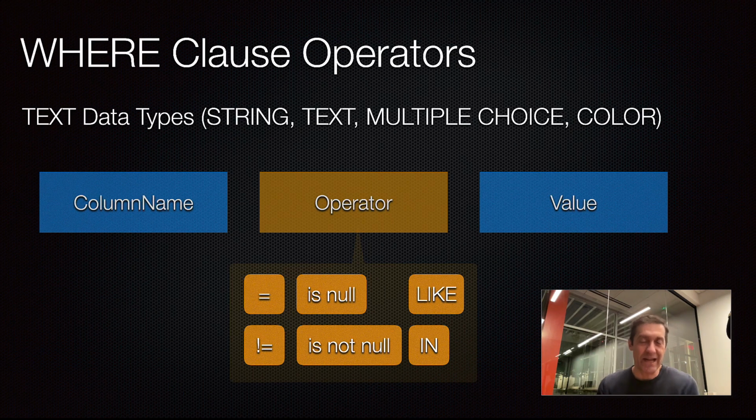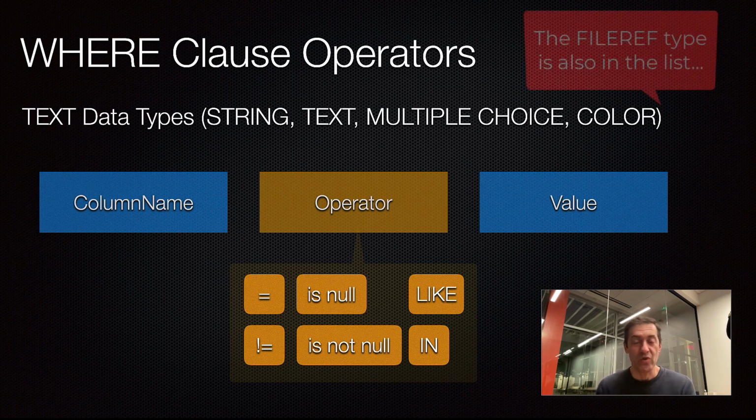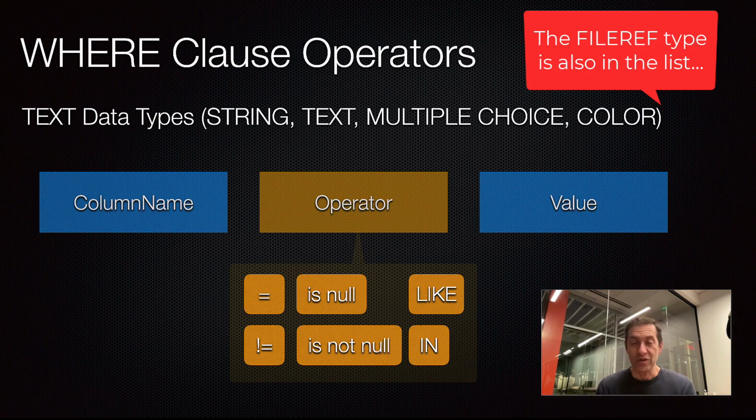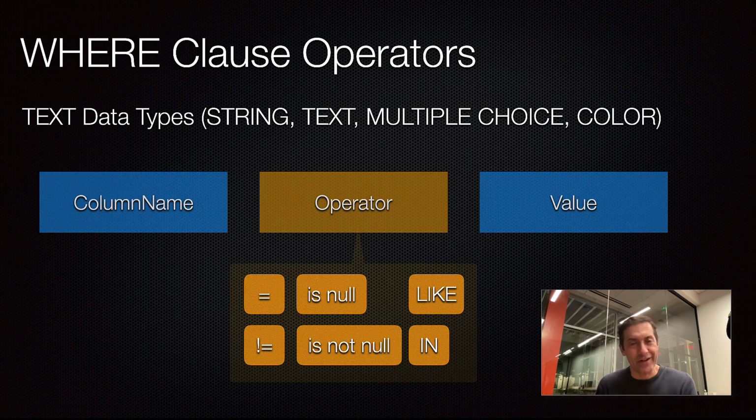So text data types, and these are columns declared with a string, text, multiple choice, or color. All of these internally, well, string and text, it is pretty clear. It is string, multiple choice, and color. Those are going to be stored as text as well. So for these, whenever you reference columns of these types, the operators that you can use are equal, and in this case, you specify that the value in a certain column must be the specific value that you identify. Exclamation point equal, or not equal, is going to be the opposite of the equal.